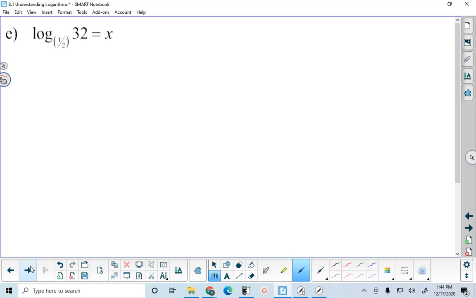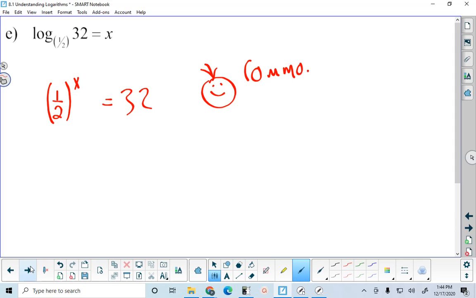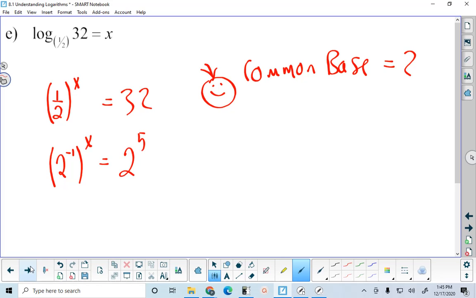So what you can do if you are looking for a formal approach, which I always recommend, you rewrite this in exponential form, which is a half raised to the x equals 32. And then you say, well, yesterday we learned about common bases. What is the common base of 1/2 and 32? It's 2. I can write 32 as 2 to the 5, and I can write 1/2 as 2 to the -1, and then I multiply the exponents.